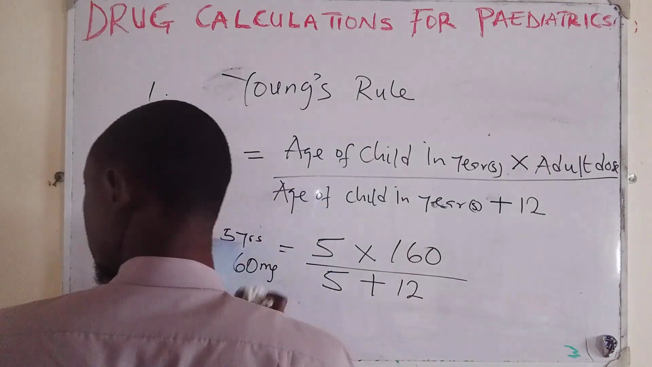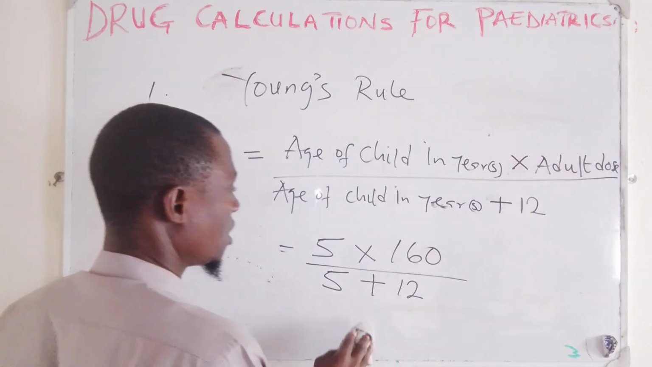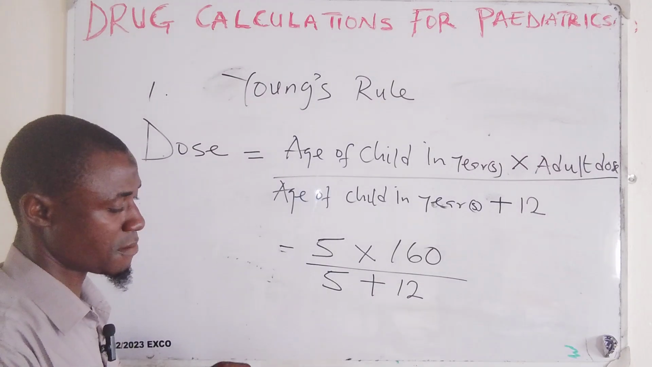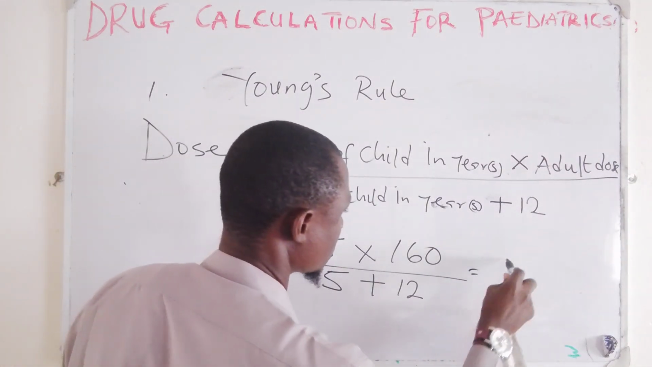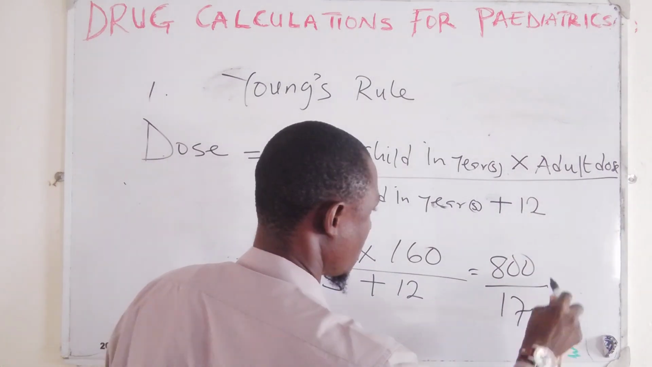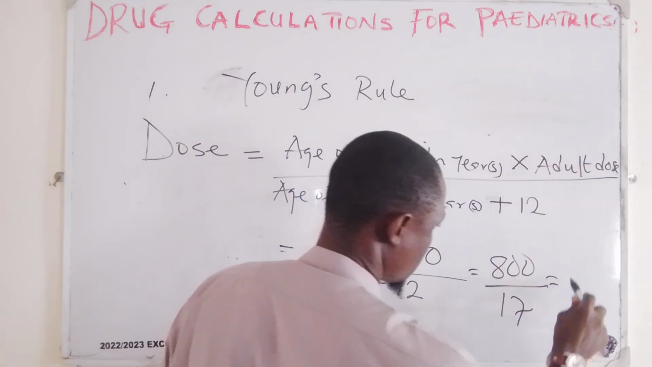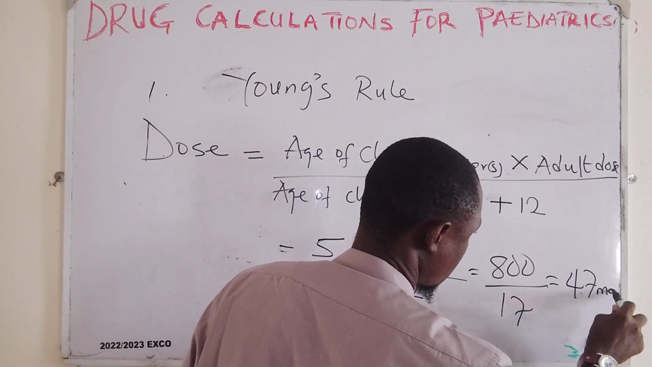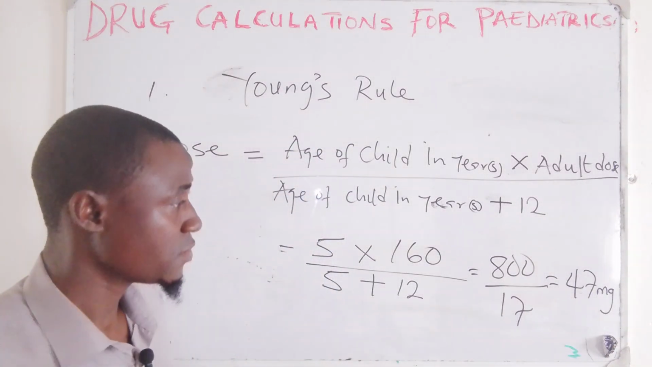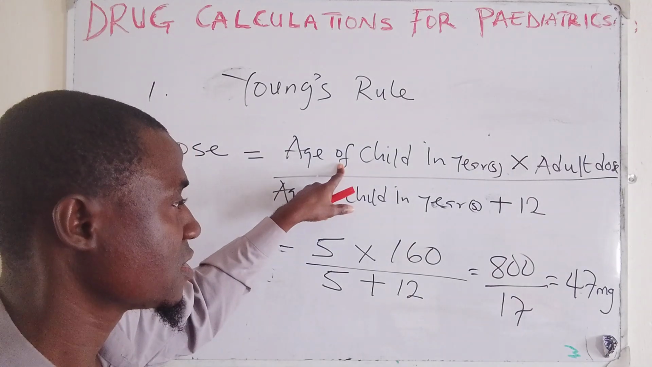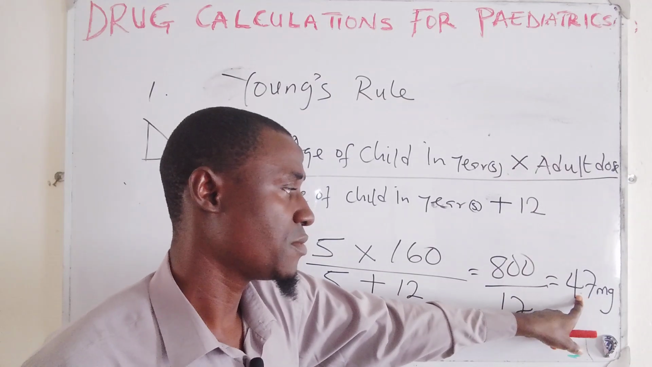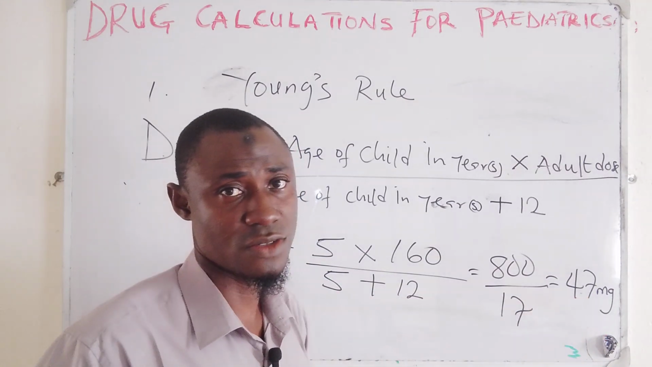So now, if you go by this, it will give us 800 over 17. At the end of it, you will have 47 milligram. So 47 milligram is what you have as the dose. So for a child whose age is 5 years, using the adult dose to do the calculation, you will administer about 47 milligram of artemether injection to this child.